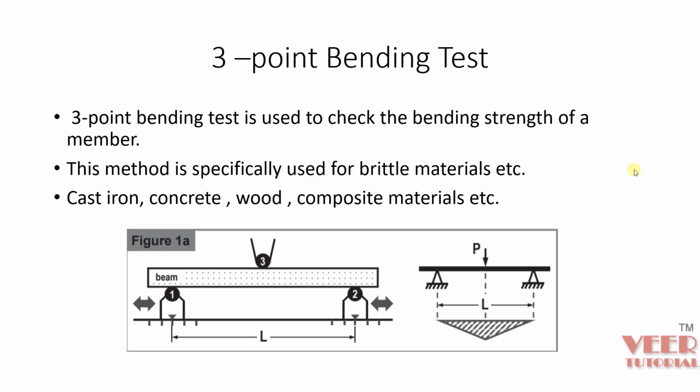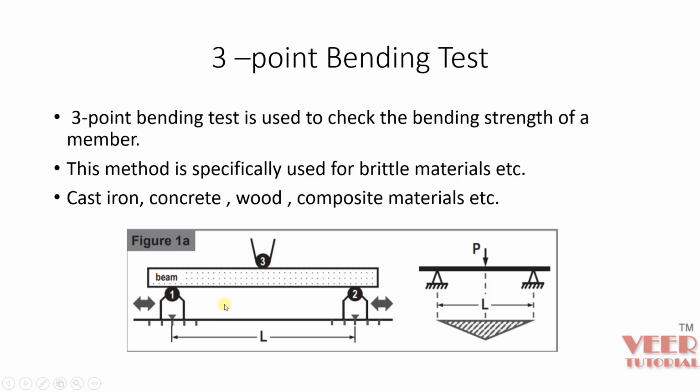Generally, as we know, for ductile material we create a simple tensile test in which we pull a specimen from both sides and then draw a stress-strain curve. That test is good for ductile material. But in the case of brittle material, and whenever we have a composite material, the simple tensile test does not give a good result. That is why we use a 3-point bending test. This method is specifically used for brittle materials, for example cast iron, concrete, wood, composite material, etc.